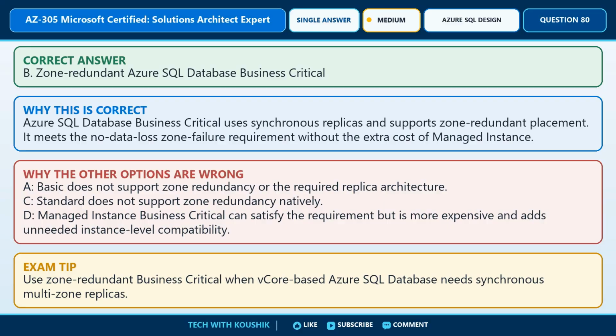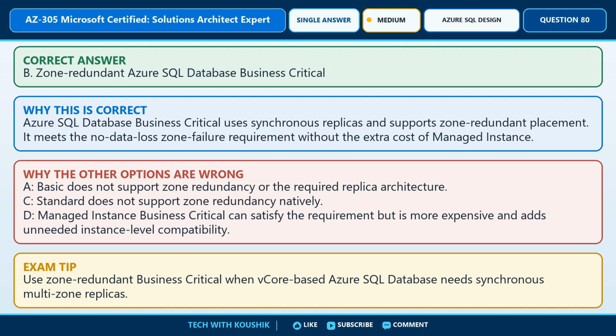The correct answer is option B, Zone Redundant Azure SQL Database Business Critical. Azure SQL Database Business Critical uses synchronous replicas and supports zone redundant placement. It meets the no data loss zone failure requirement without the extra cost of managed instance.